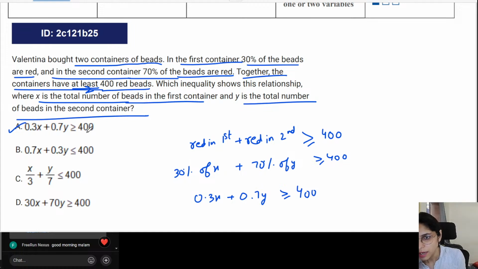This is my answer. And if you look at the options, you can eliminate some. At least is greater than or equal to, so wherever you see less than or equal to, those options are gone. And we're talking about percentage, so 30% is going to be 0.3. So this is option A. Always look at the options. You might be able to eliminate most of them.